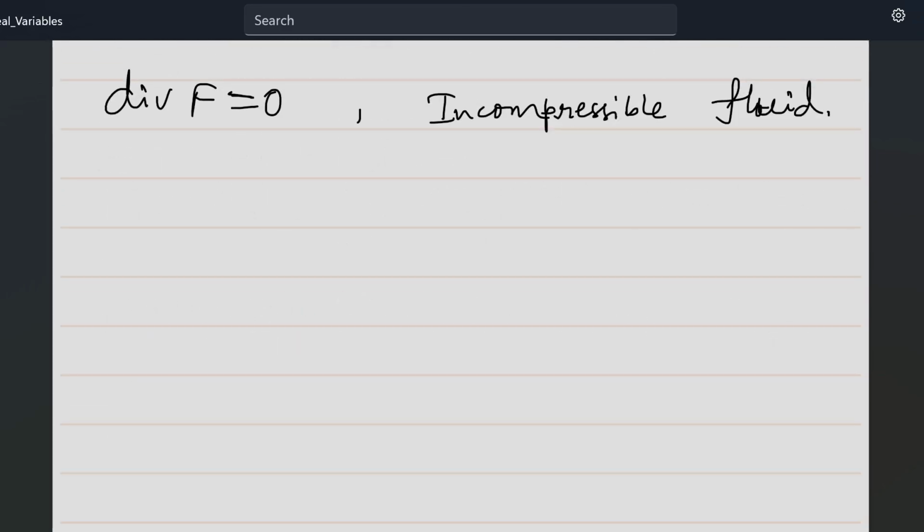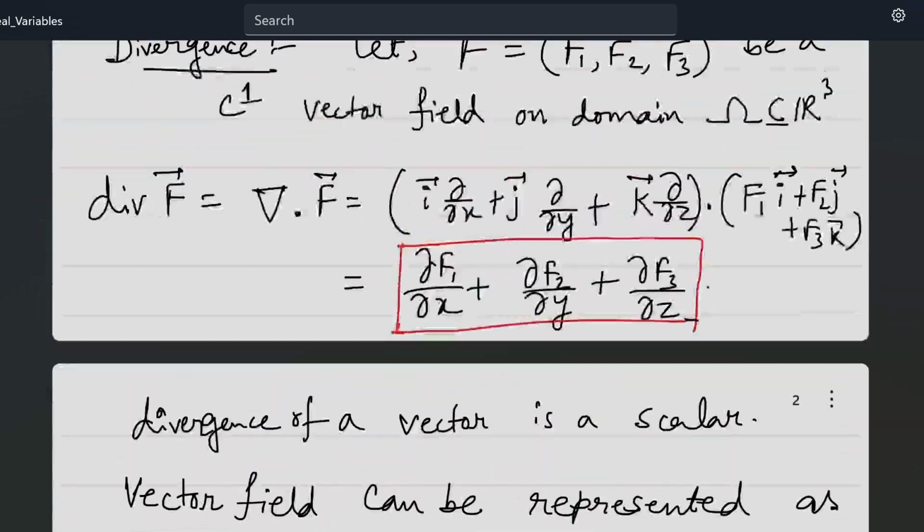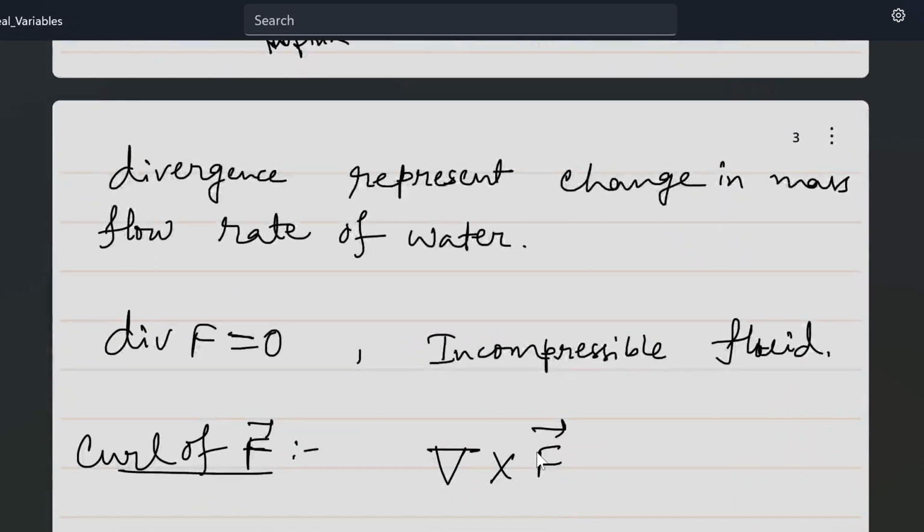Similarly, what about curl? Curl of F. What do you mean by curl? As you know, I hope, curl means the cross product with the del operator that I told you first. What is the del operator here? So cross product with the del. F is a C1 vector field.